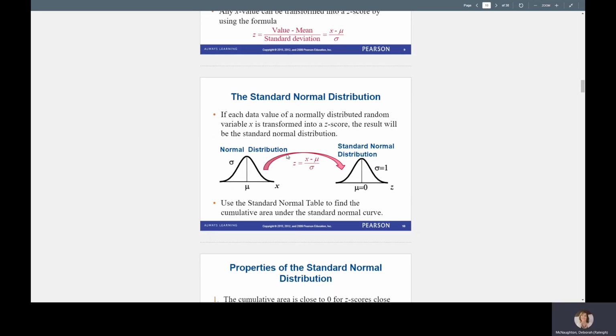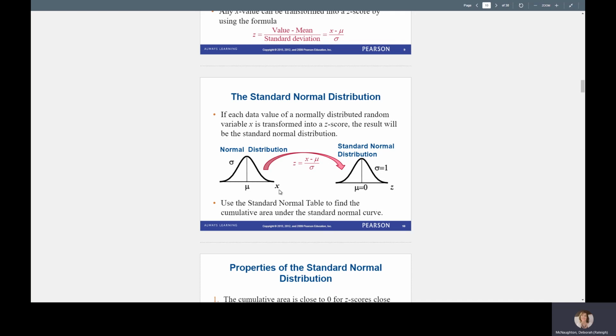Okay, so this is what I was talking about, transforming the values. So each data value of a normal distribution for random variable X. So here's our regular normal distribution. We have our mean, mu, and we know what the standard deviation is, sigma. And again, the inflection points would be about here, mu minus sigma, mu plus sigma. And then these are the values that X can take all along the X axis. So these are the values the random variable X can take.